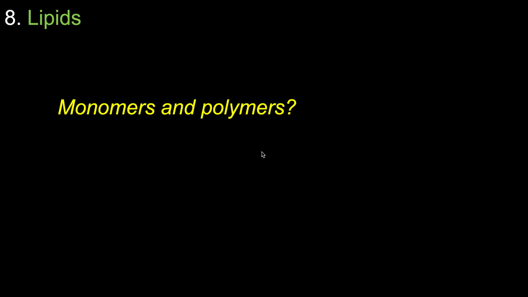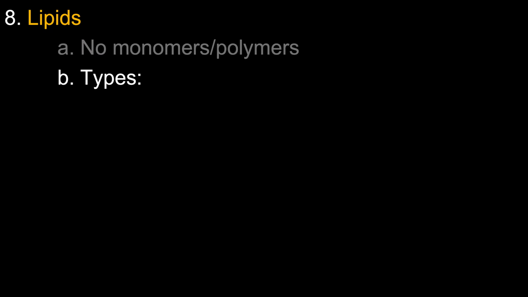Okay, our next category of important nutrients for our diet are our lipids. And so I'm going to ask you this question. Are we going to be using monomers, linking them together to make polymers for lipids? No, lipids are one of these molecules that do not use this system. So they do not use monomers and polymers. They do not use small molecules to link together to make bigger molecules.